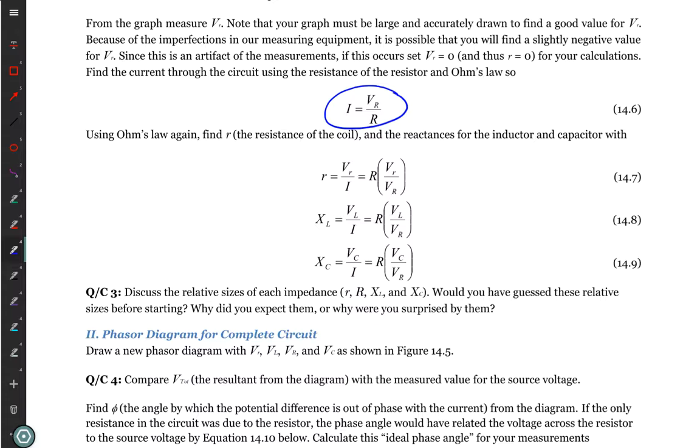So now you can calculate what the actual current was, the peak current in our experiment. And then based on that peak current, you can calculate what the resistance in the inductor was, what the reactance in the inductor was, and using the voltage across the capacitor, capacitors really are ideal, what the reactance of the capacitor was. So you need to get numbers for all of those.